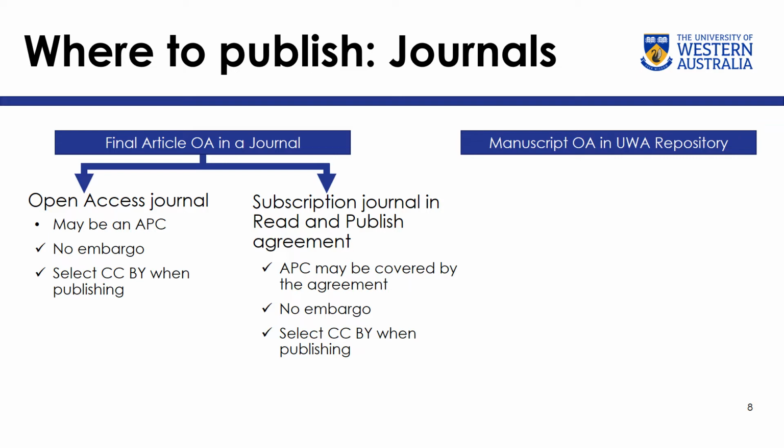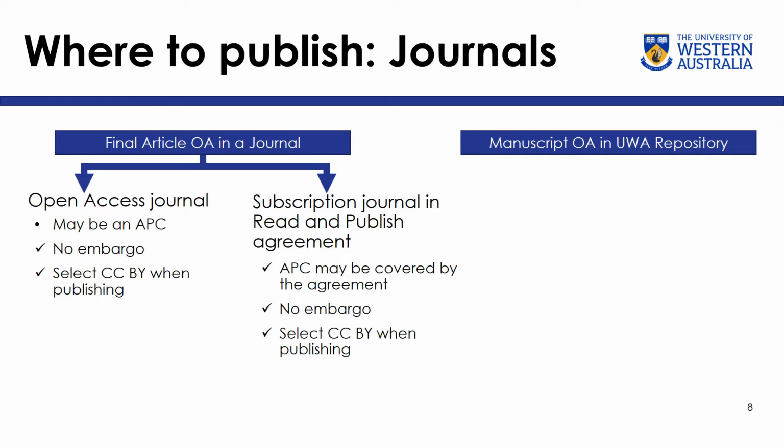Open access journals, sometimes called gold or diamond open access journals, do not charge any subscription or payment to read any articles in the journal. Some open access journals charge authors a fee to publish in these journals, known as an article processing charge or APC. I will discuss the CC BY license and funding APCs in more detail soon.